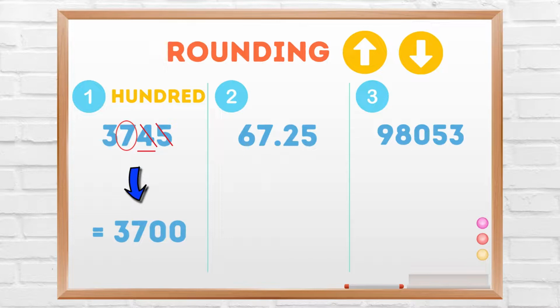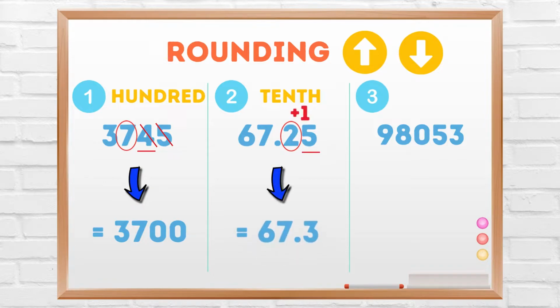Let's move on to the next number. Try to round 67.25 to the nearest tenth. Pause this video and press play when you have your answer. Okay, so the rounding digit in the tenths column is the number 2. The next digit to the right of 2 is 5. We know that if this digit is 5 or more, we round our rounding digit up by adding 1. So 67.25 rounded to the nearest tenth is 67.3.